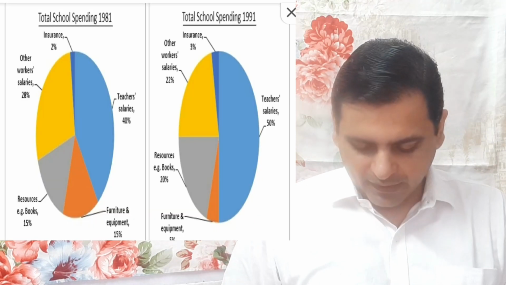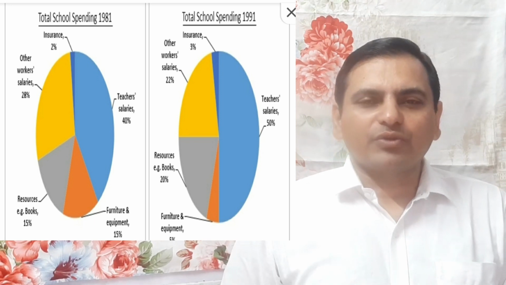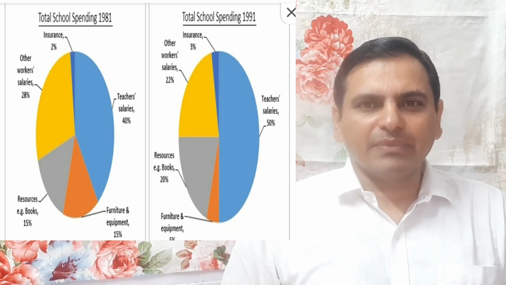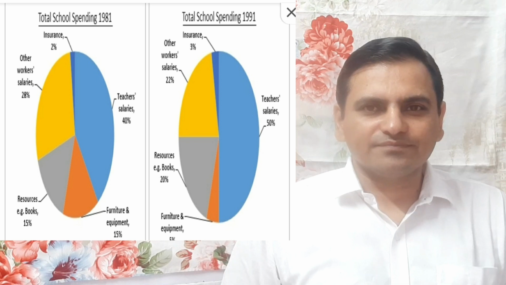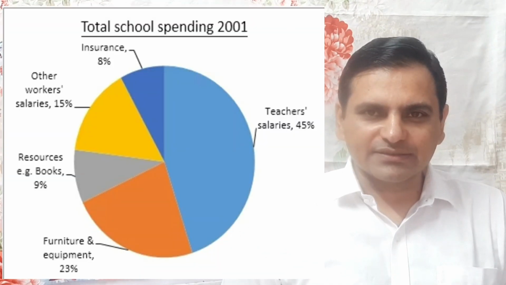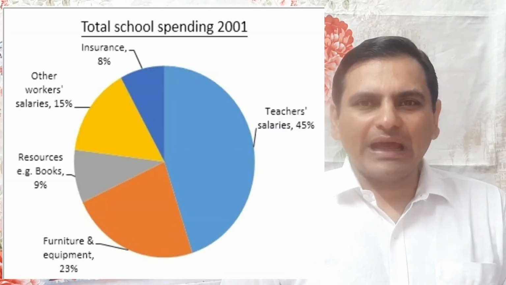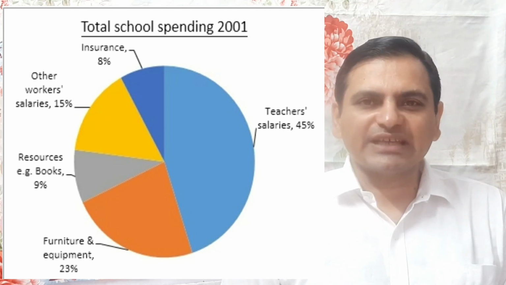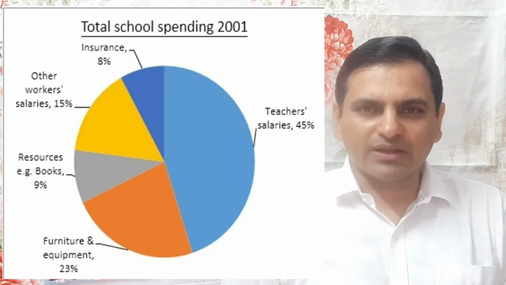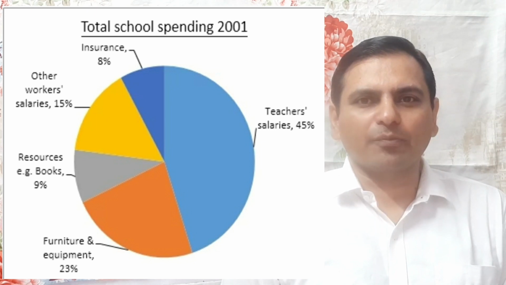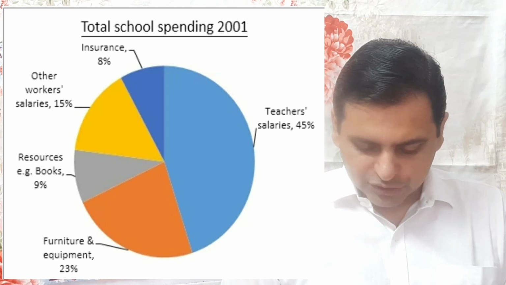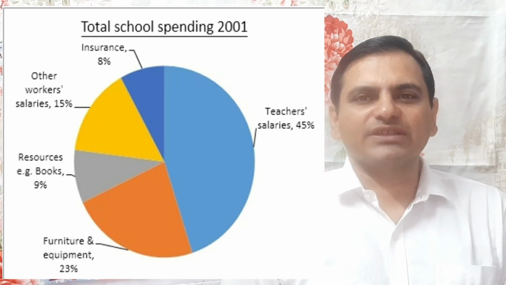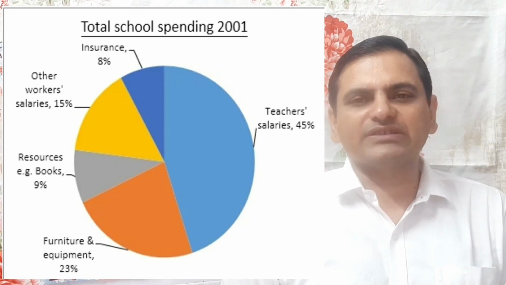Today I shall elaborate a pie chart for you. The three pie charts are showing expenditure made by a UK school on different categories. The school has spent on teachers' salaries, insurance, other workers' salaries, resources such as books, and furniture and equipment. So there are 5 sectors, or 5 heads, on which the school has spent its income.